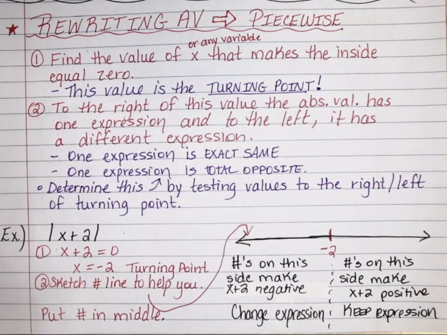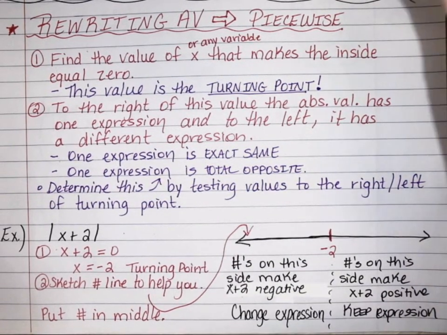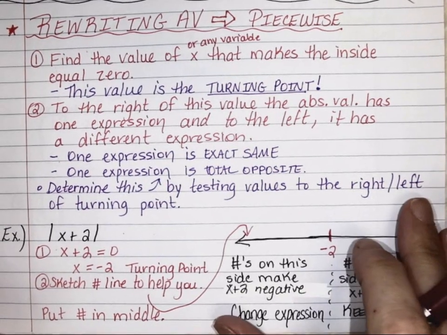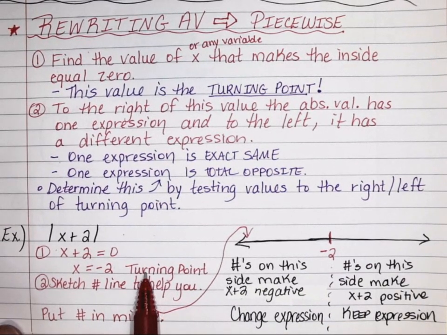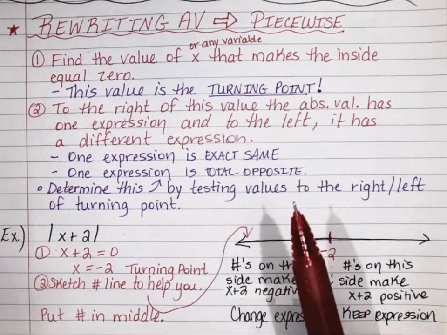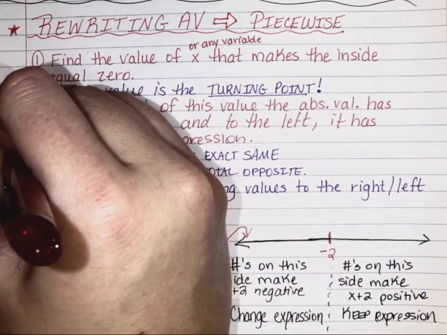Now, what the turning point in a piecewise function does, as you saw in the previous video, is that it is where your piecewise function is going to change behavior. And that's what you're going to use to help you graph the absolute value and the piecewise. All right, step 2. Once you've determined your turning point, then you want to sketch a number line. So we'll put that in there, sketch number line.